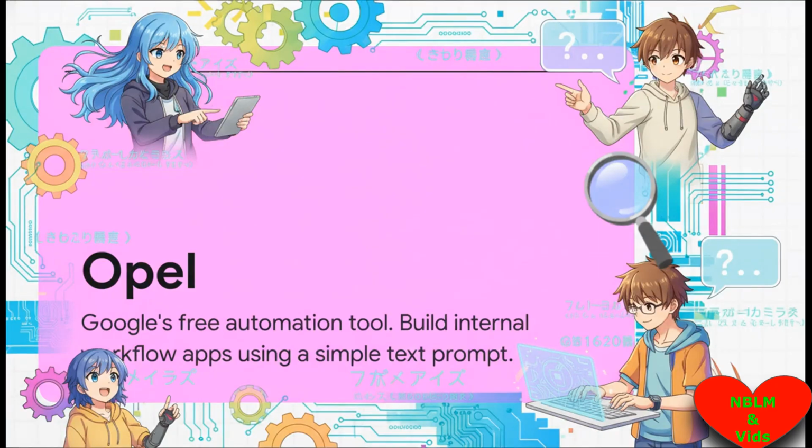Okay, so what about automating your behind-the-scenes work? For that, there's a tool called Opal. You can think of this as Google's free version of those really powerful and expensive platforms like Zapier. It lets you build apps for your internal workflows, again, just by describing what you need it to do.